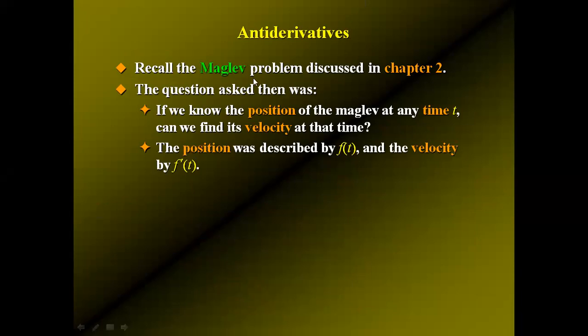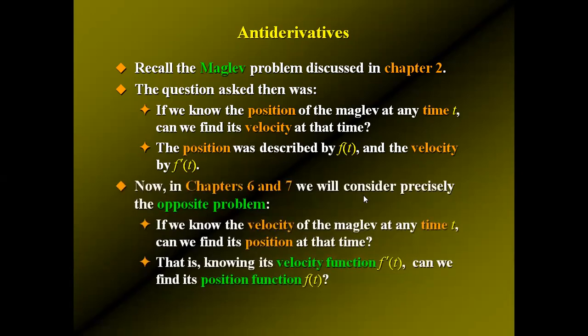Recall the MATLAB problem discussed in the chapter, where the question is asked: if you know the position of the object at any time t, we can find out the velocity at that time. Velocity means what? Distance divided by time. That means the rate of change of displacement with respect to time is called what? Velocity. So velocity is actually a derivative. The position was described by f of t and the velocity is f dash t.